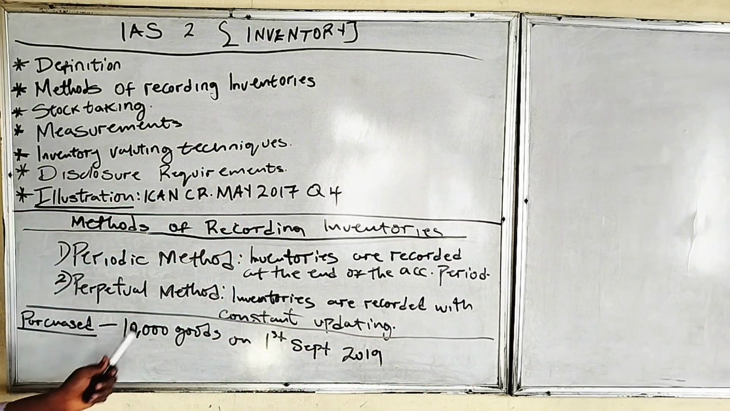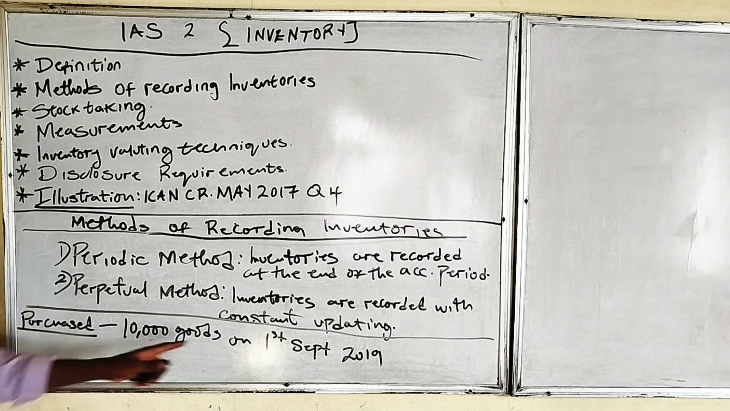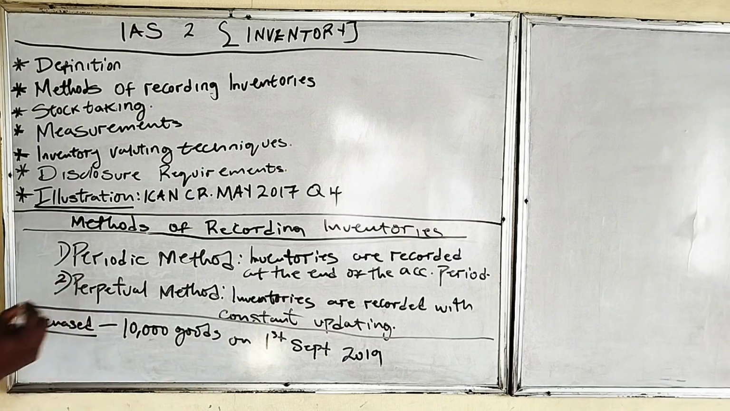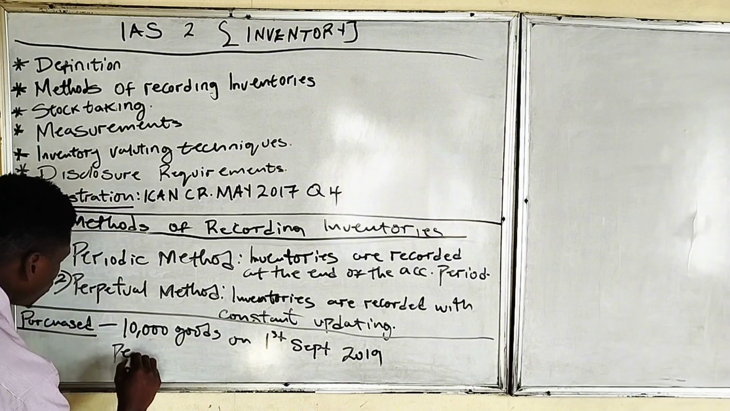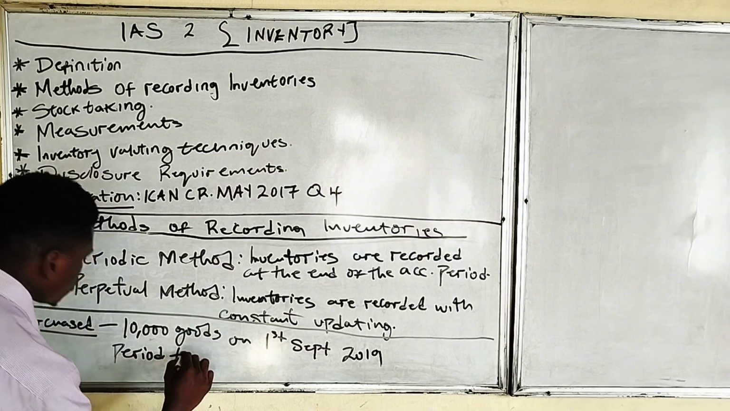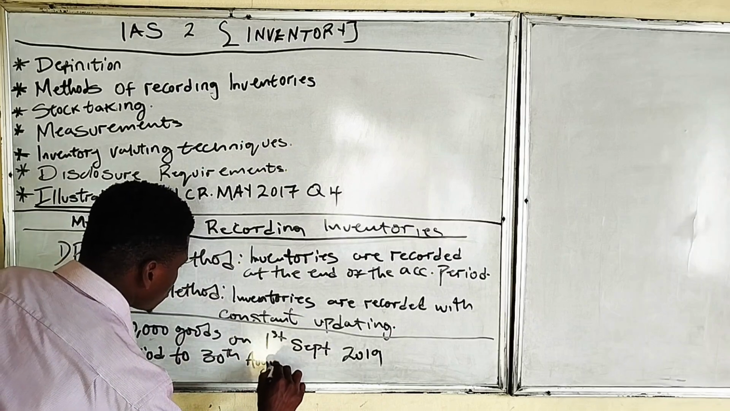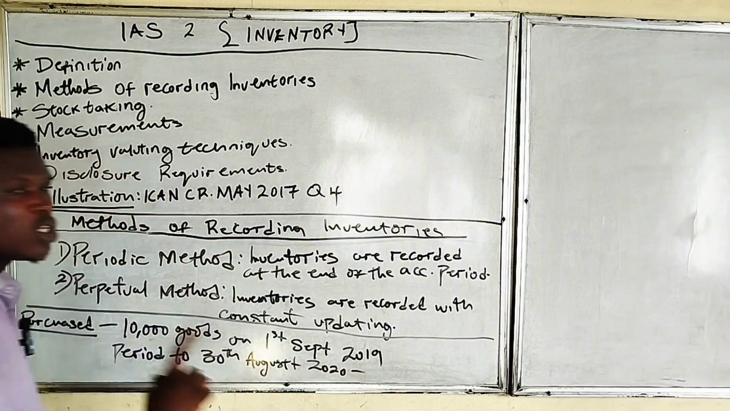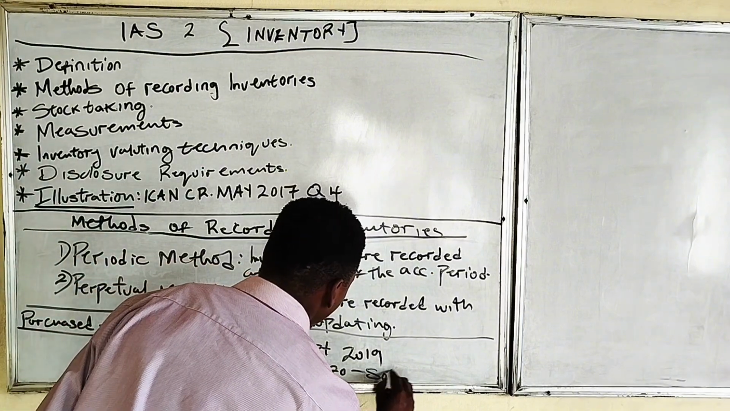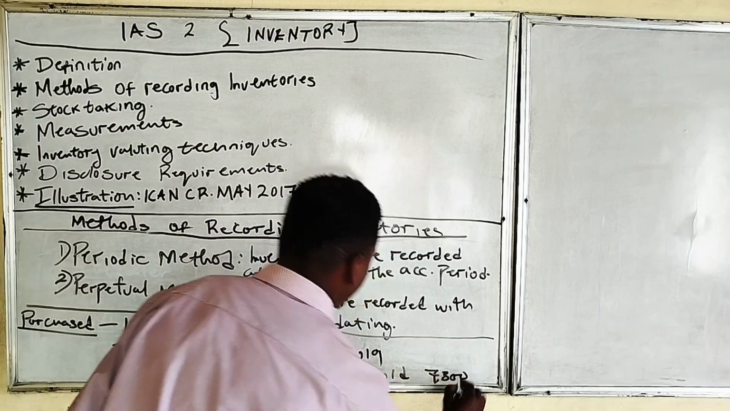If you purchase 10,000 goods on 1st September 2019, and then at the accounting year end, which is from 1st September 2019 till 30th August 2020, we only sold 7,300.